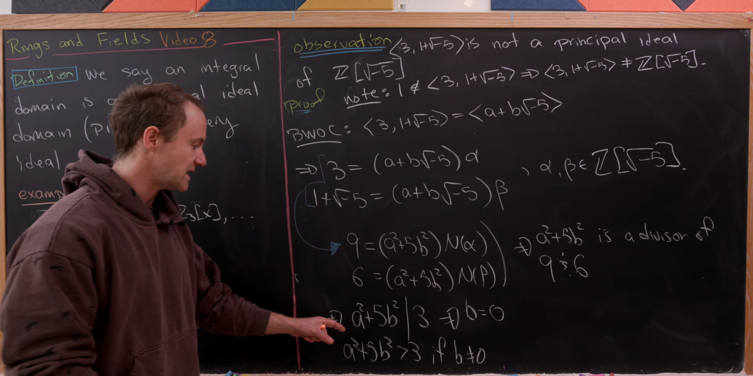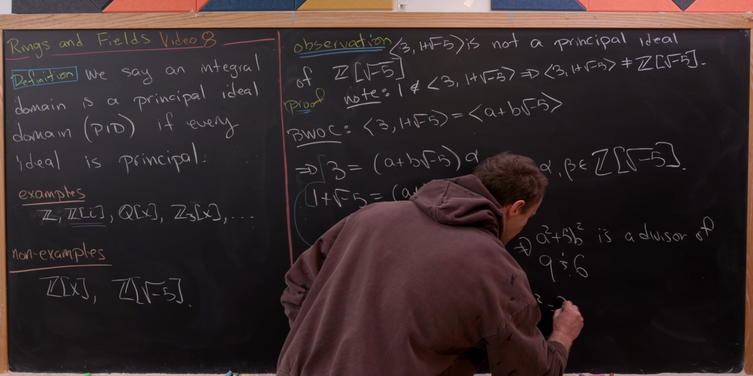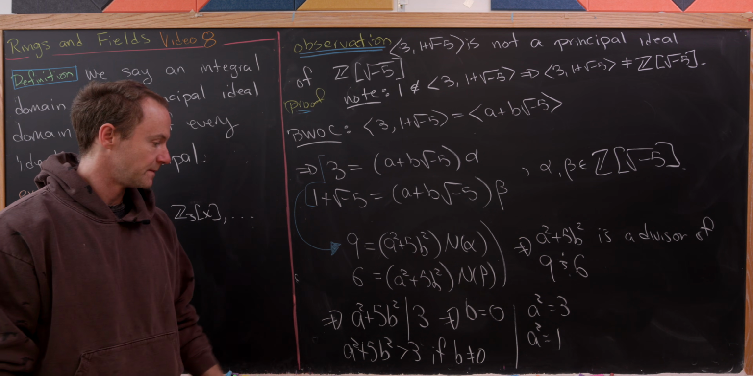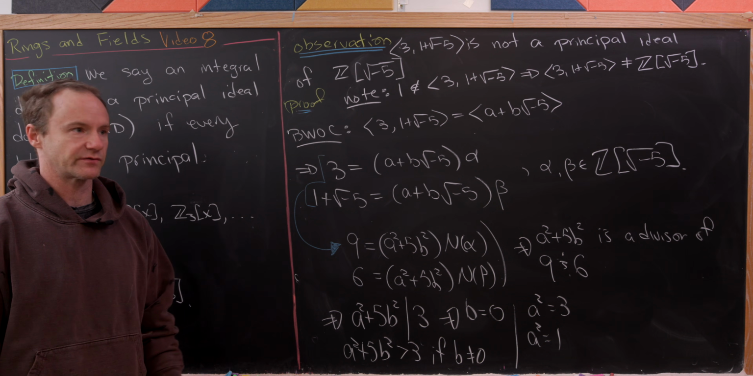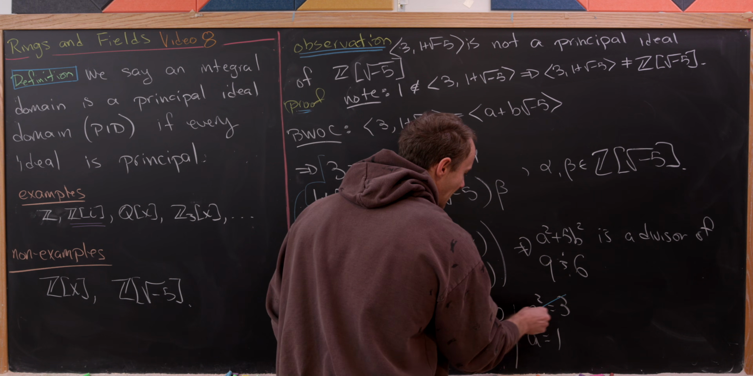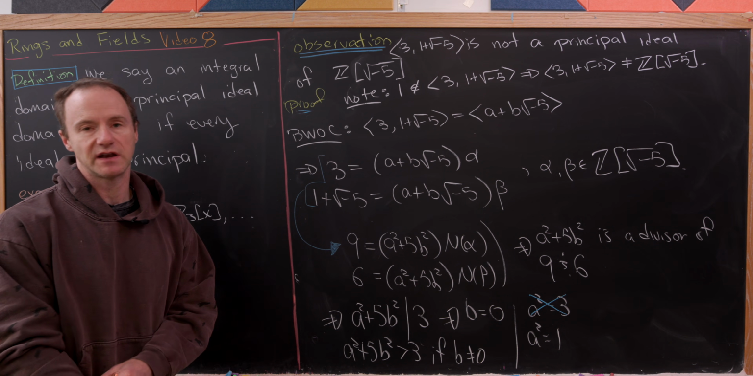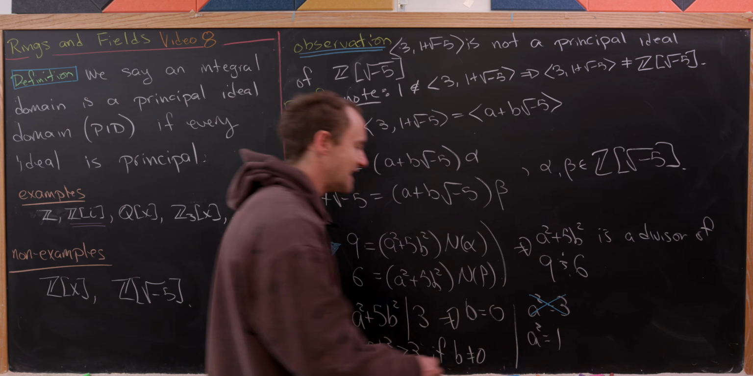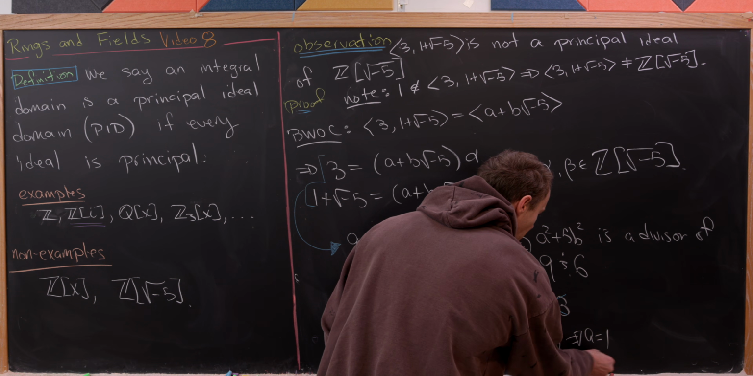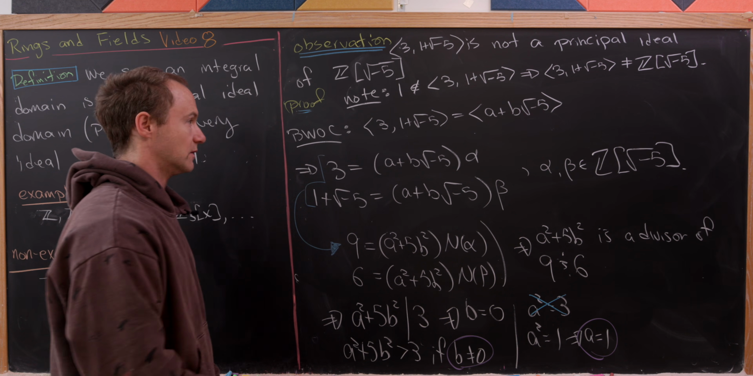But then that means that either a squared is equal to 3 or a squared is equal to 1, because those are the only divisors of 3, because 3 is prime. Now, if a squared is equal to 3, then we have an immediate contradiction because no integer squares to the number 3. But that means that a squared is equal to 1. In other words, a is equal to 1. But look at what we've got here. We've got a is equal to 1, and we have b is equal to 0.